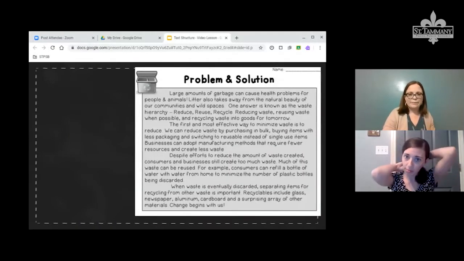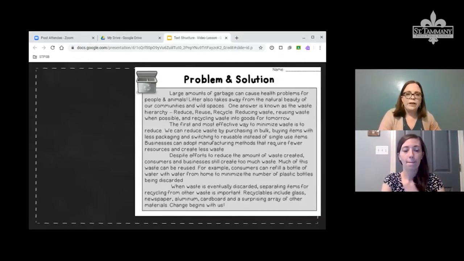In this one, the author says, large amounts of garbage cause health problems for people and animals. Litter also takes away from the natural beauty of our communities and wild spaces. One answer is known as the waste hierarchy: reduce, reuse, recycle. Reducing waste, reusing waste when possible, and recycling waste into goods for tomorrow.